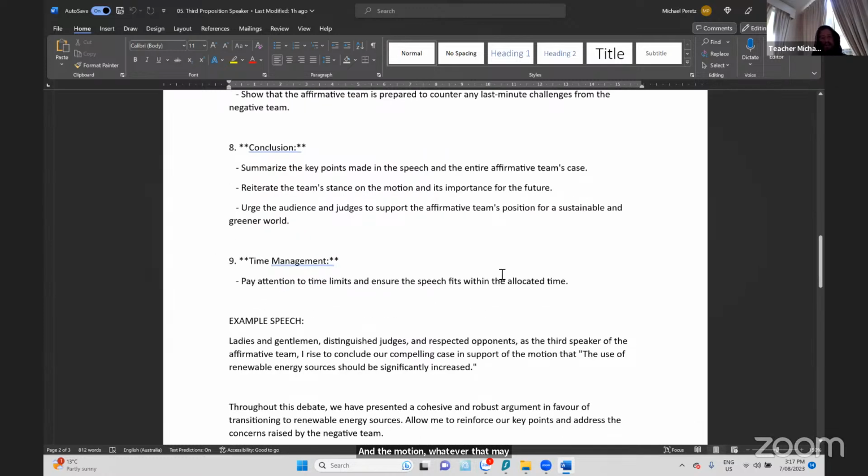And of course, time management. Get it all done and get it all done nice and quickly within your time limit.